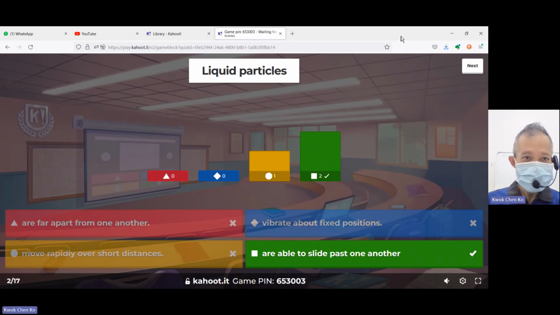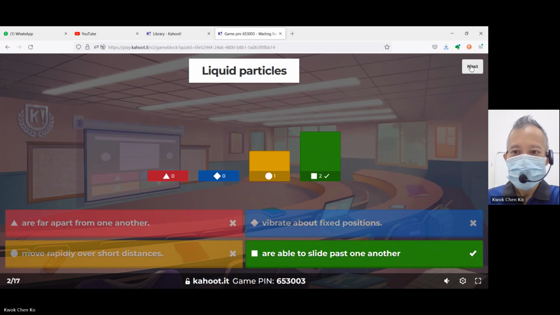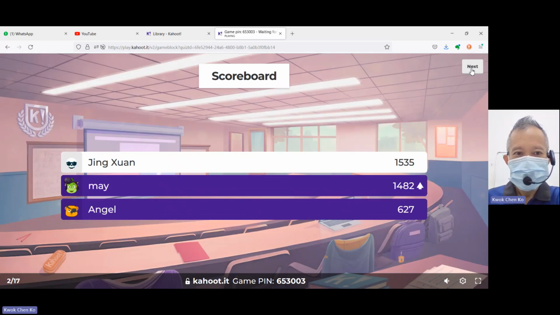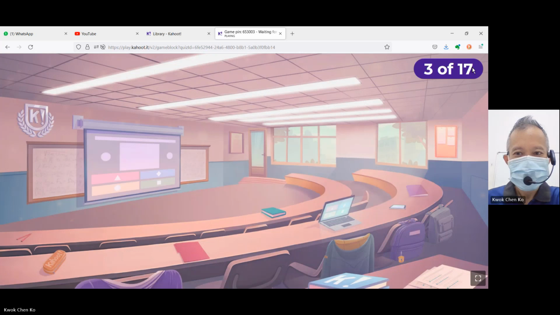Okay, somebody got it wrong. Move rapidly over short distances. Yes. Oh, I think this is the model answer. That's why this is the official one. So I pass one another. Okay, let's go on.